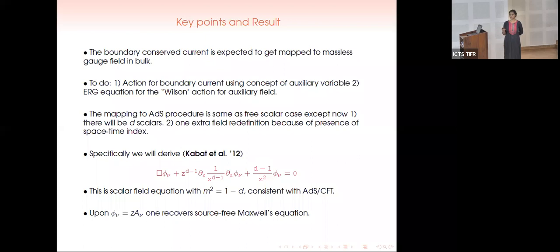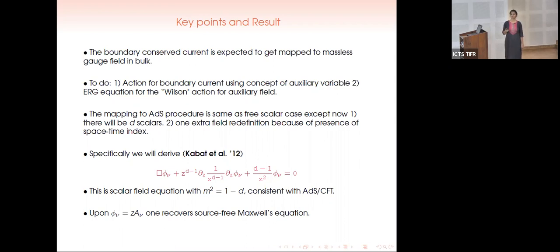Okay. Now I will talk about how to derive gauge motion in ADS. First I would like to tell what the key points and result are. This boundary conserved current is expected to get mapped to a massless gauge field in the bulk. So what we have to do is find the action for the boundary current using the concept of auxiliary variable and ERG, then find the ERG equation for that Wilson action of the auxiliary field. So the mapping to ADS procedure is the same as the free scalar case.